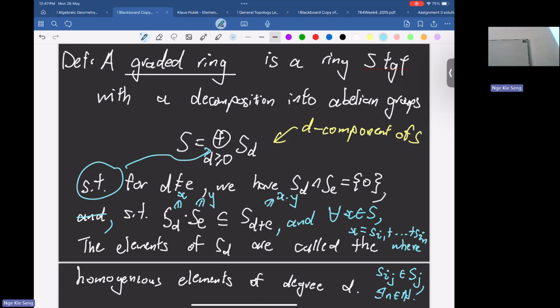Never seen this kind of direct sum before. Linear algebra didn't do this direct sum, no. Okay, I'll let Ali know.